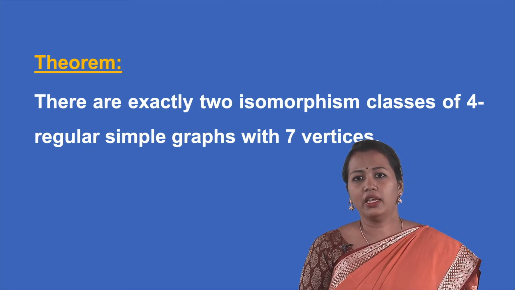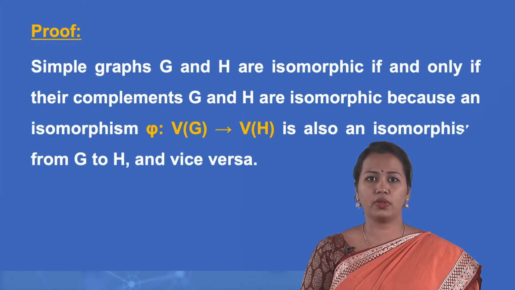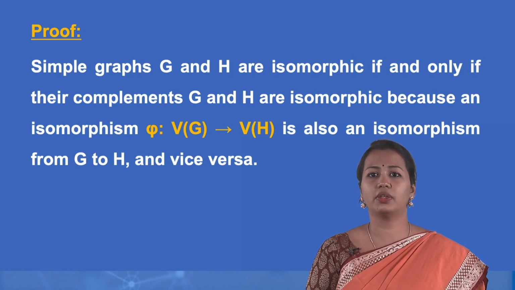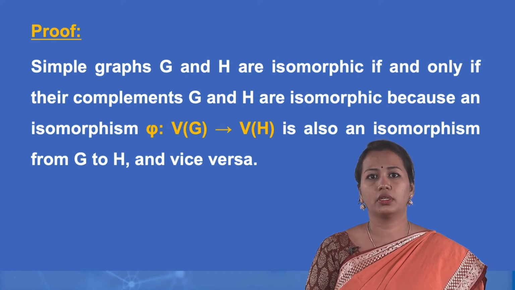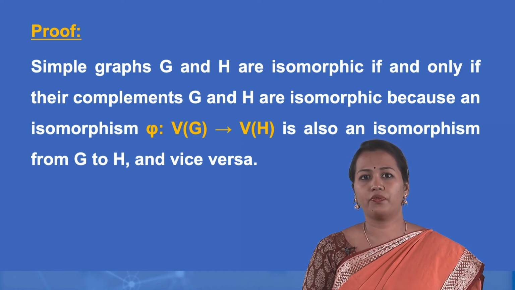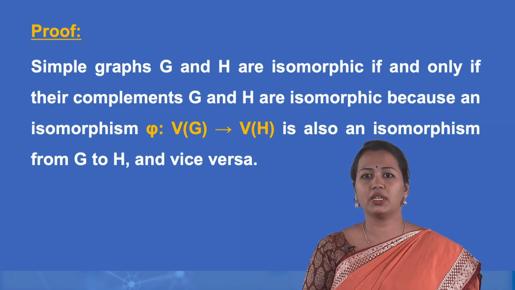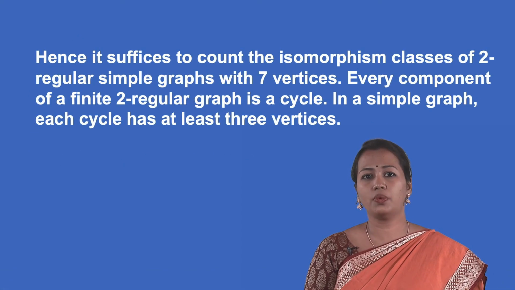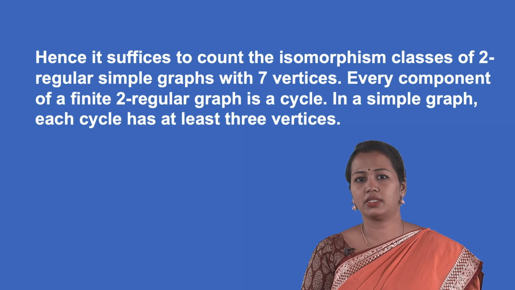There are exactly 2 isomorphism classes of 4-regular simple graphs with 7 vertices. Proof. Simple graphs G and H are isomorphic if and only if their complements are isomorphic, because an isomorphism phi from the vertex set of G to the vertex set of H is also an isomorphism from the complement of G to the complement of H and vice versa. Hence, it suffices to count the isomorphism classes of 2-regular simple graphs with 7 vertices.